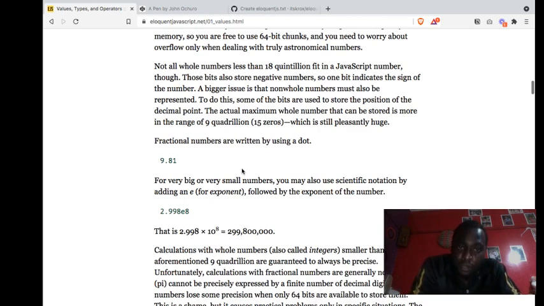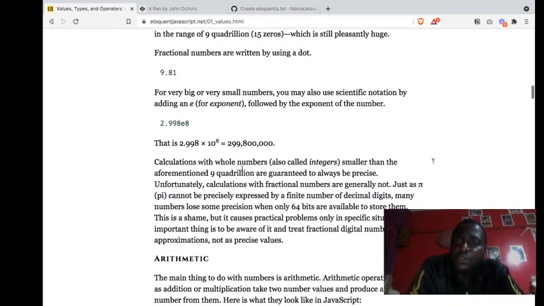Fractional numbers are written using a dot, so that's 9.81. And for very big or small numbers, you may also use scientific notation by adding an e for exponent, followed by the exponent of the number. For example, the speed of light: 2.998e8. That is 2.998 times 10 raised to 8. That's the exponent.